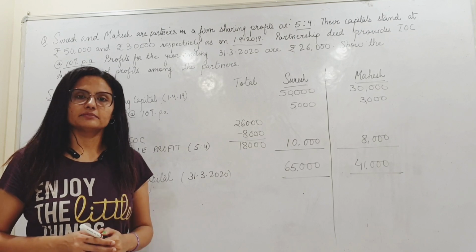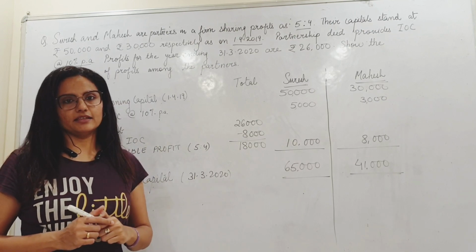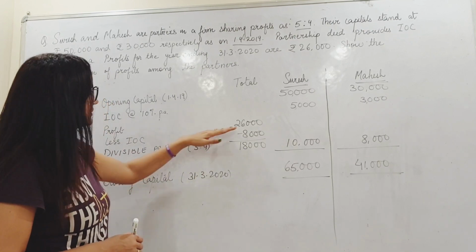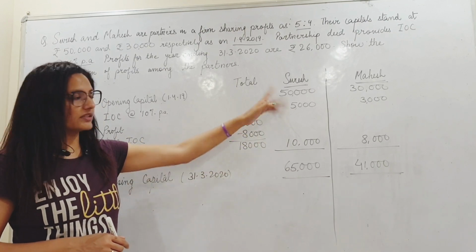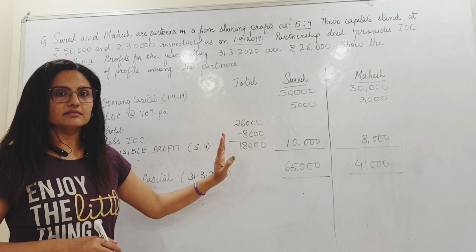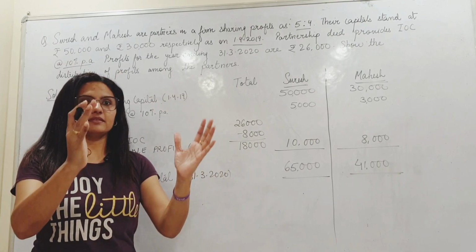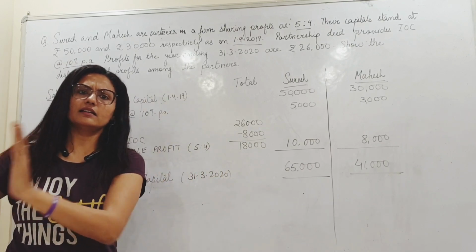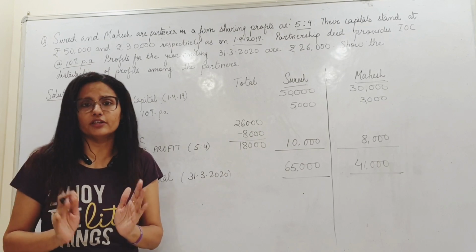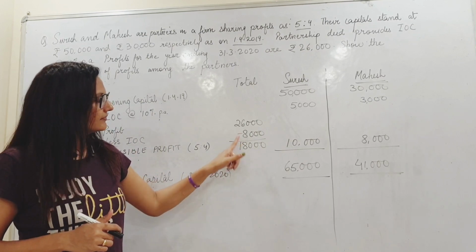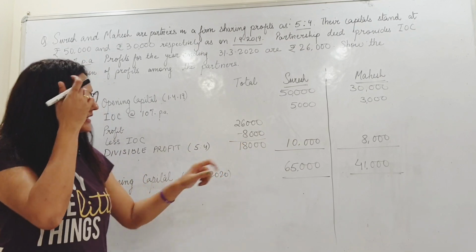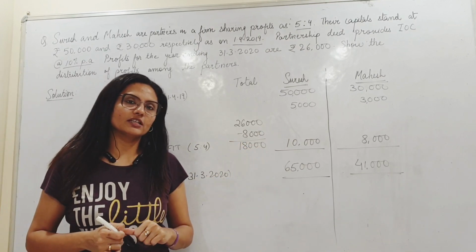किस में से दे रहे हैं? Profits में से दे रहे हैं. इस साल का प्रॉफिट्स कितना है? 26,000. Right? Out of that 8,000 goes away as interest on capital. हमारे पास 26,000 है, उसमें से हमने 8,000 दे दिया पार्टनर्स को इन द फॉर्म ऑफ इंटरेस्ट ऑन कैपिटल. तो हमारे पास बचा कितना प्रॉफिट? 18,000. इस 18,000 को आप कैसे डिस्ट्रीब्यूट करेंगे?